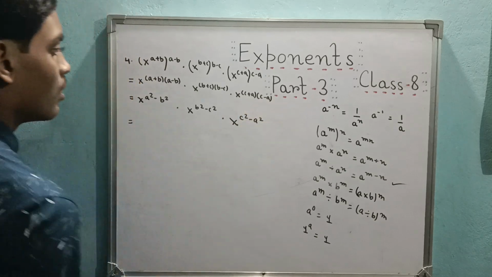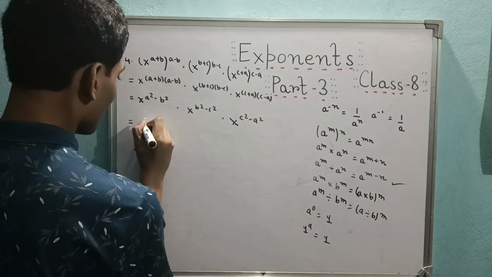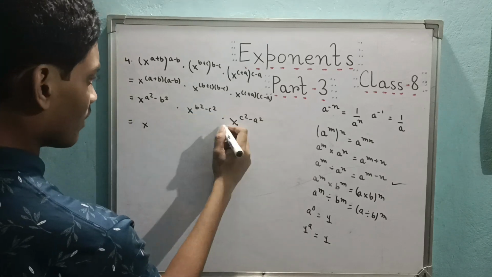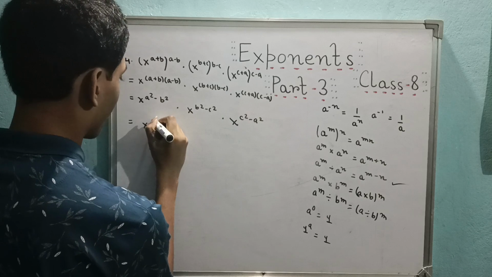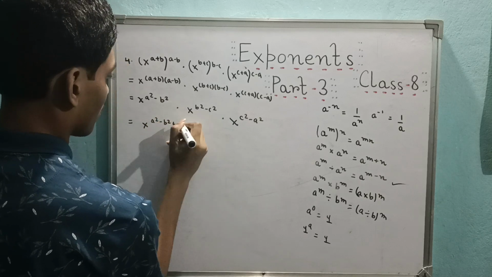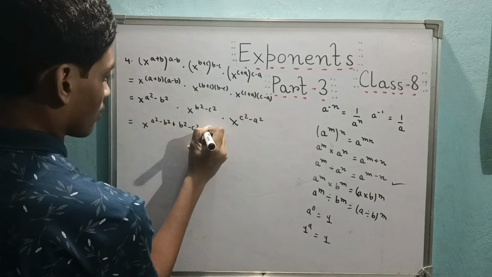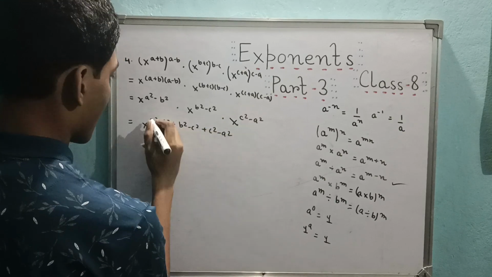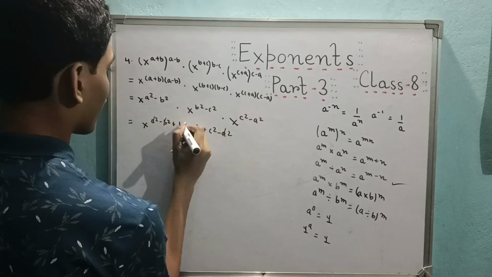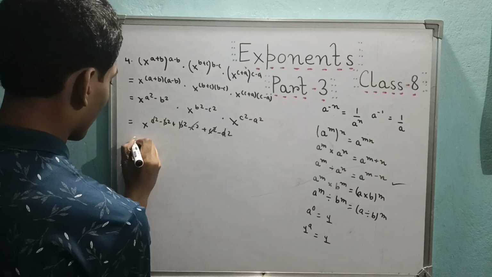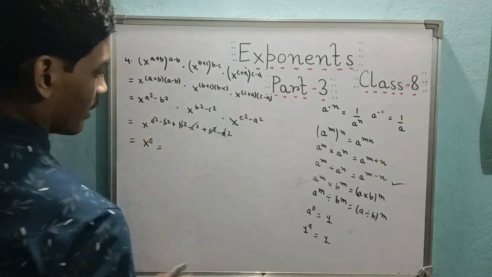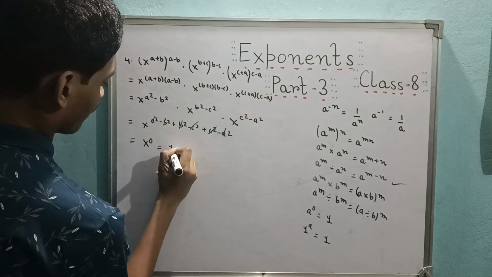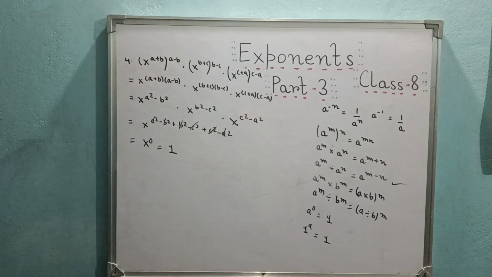Now what? For this common base x, all are multiplication, so the powers will get added up continuously. And now see a square minus b square plus b square minus c square plus c square minus a square gives x to the power 0. a to the power 0 is 1, so the answer is 1. A good question, right? It's good logic, and I like the way they have framed the question. Guaranteed it can come in the exam.